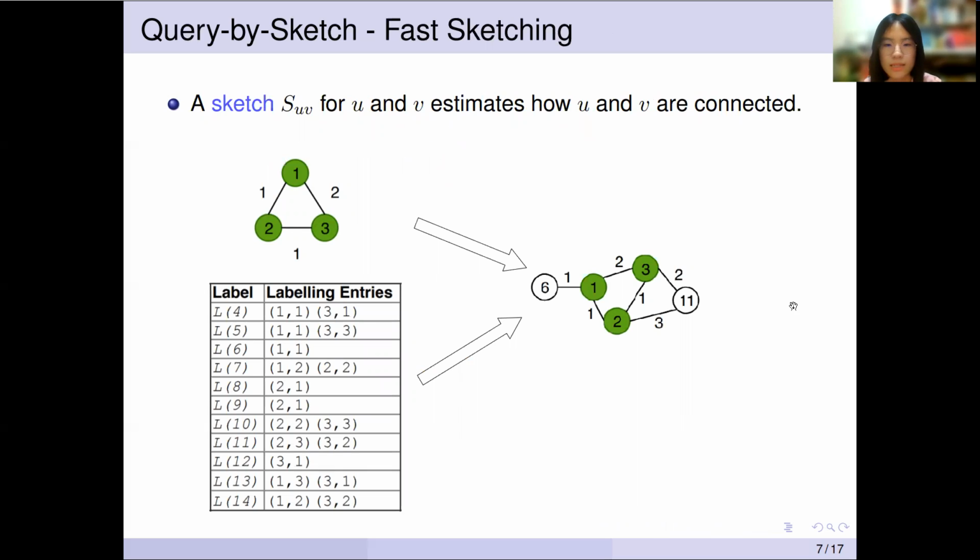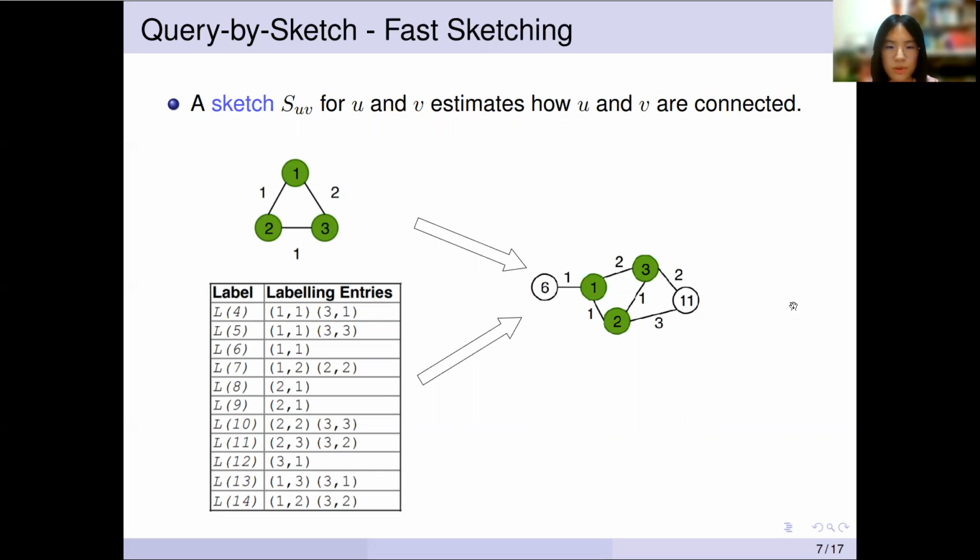The second key idea of query by sketch is fast sketching. We compute a sketch to summarize the important structure of shortest paths in a query answer. It is based on the labeling scheme which we just constructed, and it provides an efficient and principled way of searching, which we are going to do next.